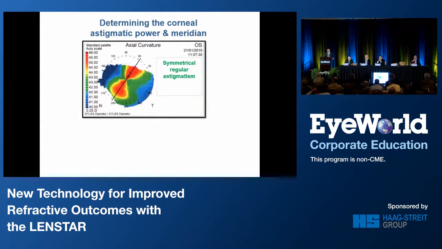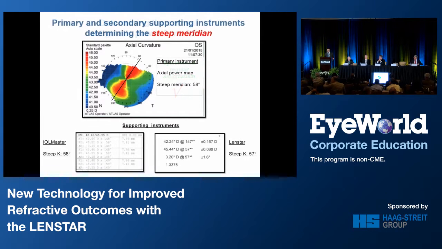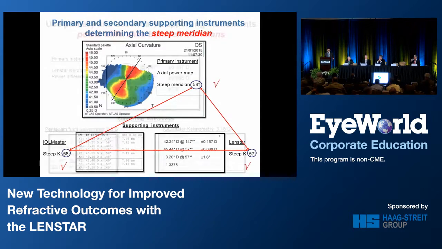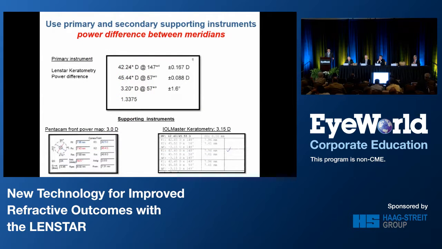Now, before determining the corneal astigmatic power and meridian, it is essential to make sure that we are dealing with symmetrical and regular astigmatism. And then one should follow the methodology by Warren Hill of using primary and secondary supporting instruments. And we do that for determining the steep meridian. And we repeat the same process for the power difference between the meridians.